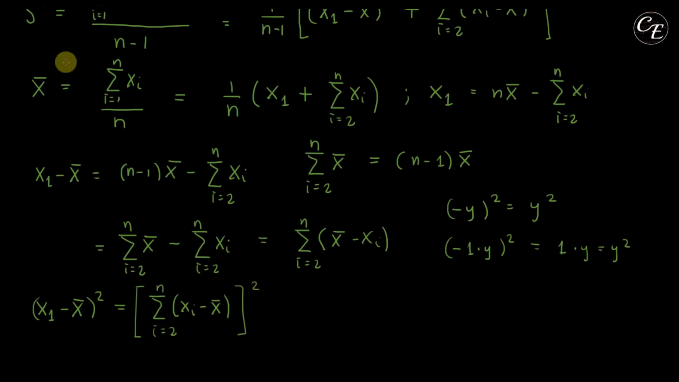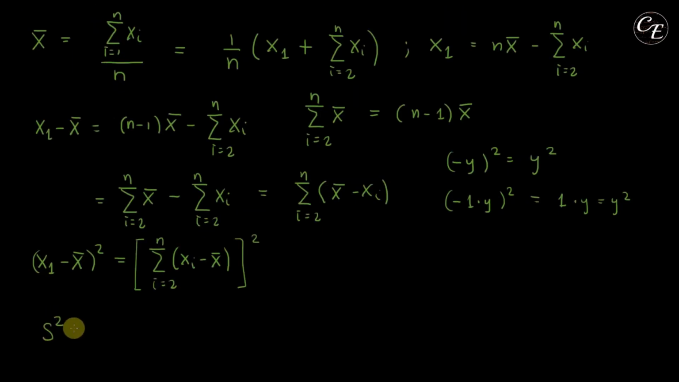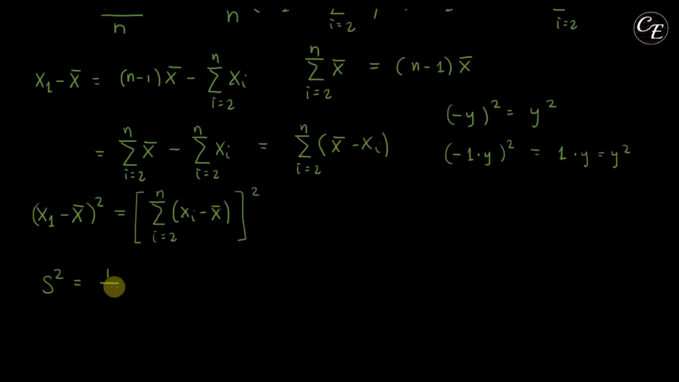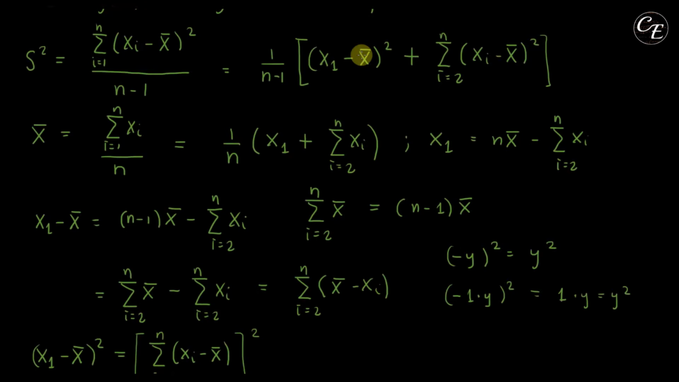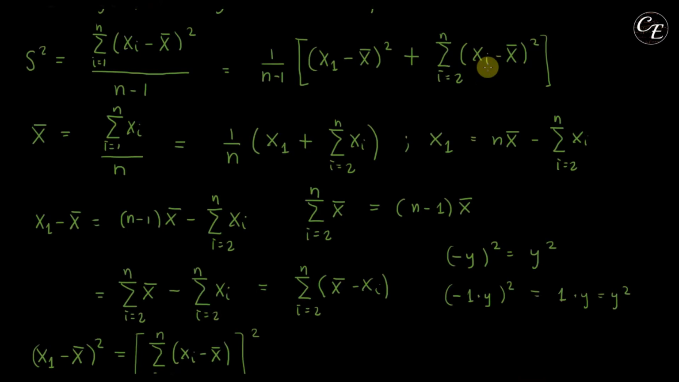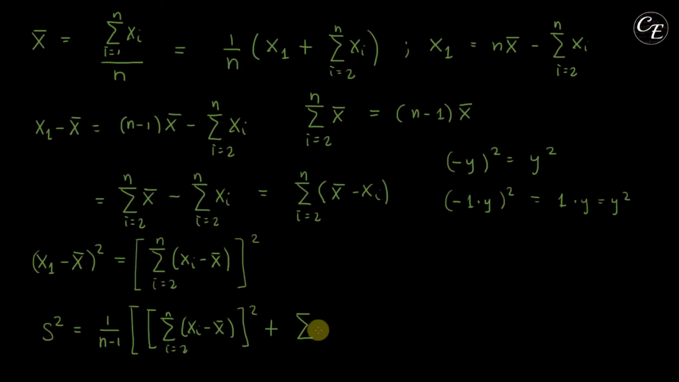So now our sample variance will be 1 over n minus 1 times this term, which is the summation of x sub i minus x bar, from i equals 2 to n, squared, plus this term, the summation of x sub i minus x bar squared, from i equals 2 to n.